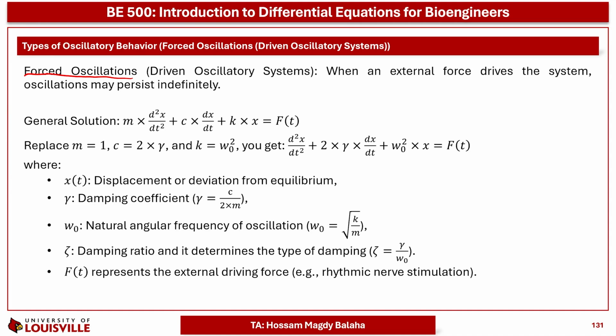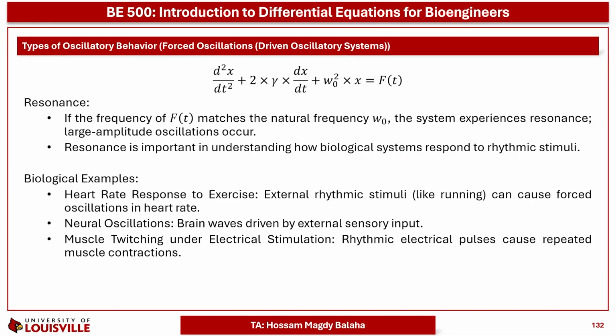And here, instead of setting this equal to 0, we will get f of t with the same equation. And f of t here represents the external driving force, such as rhythmic nervous stimulation. In some cases, if the frequency of f of t matches the natural frequency omega naught, then the system experiences resonance, which means large amplitude oscillations may occur. Resonance is important in understanding how biological systems respond to rhythmic stimuli.